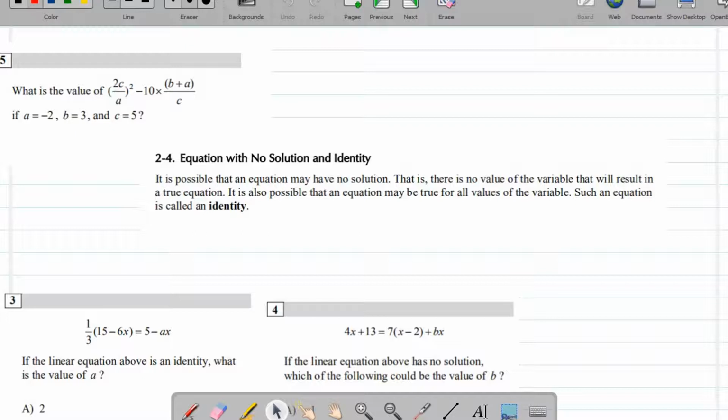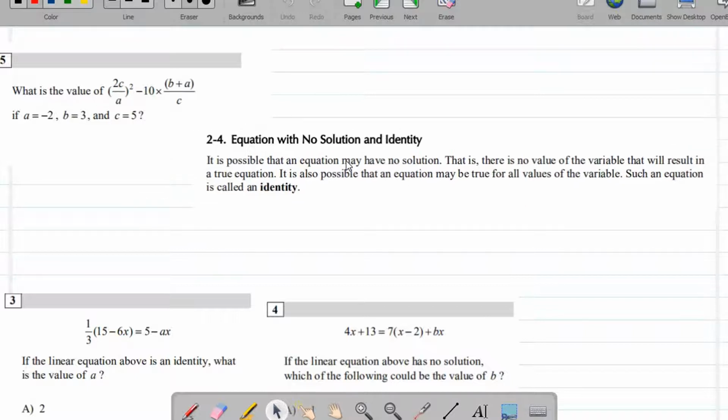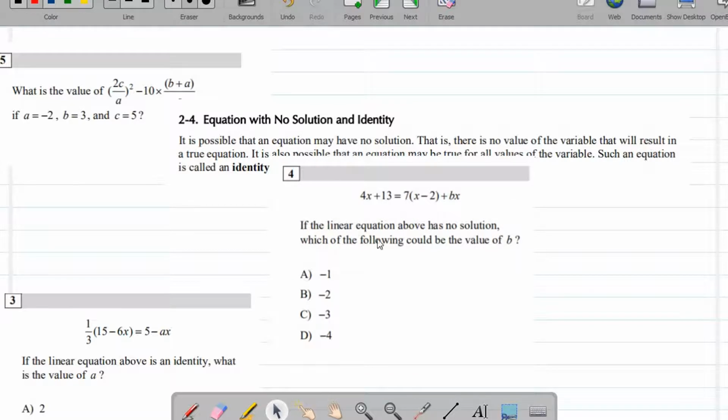So this is a summary of what we've been doing. Here we want to look at equations with no solution. When an equation has no solution, we will notice that the constants will not be equal. For instance, let us look at this question. They say if the linear equation above has no solution, which of the following could be the value of b?